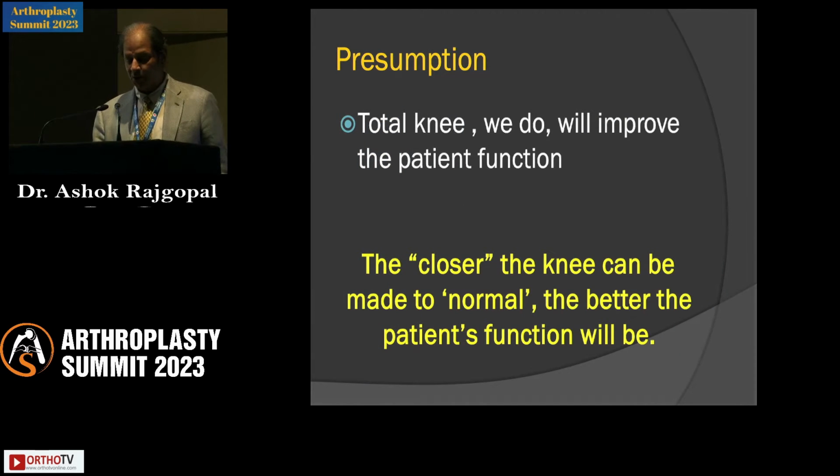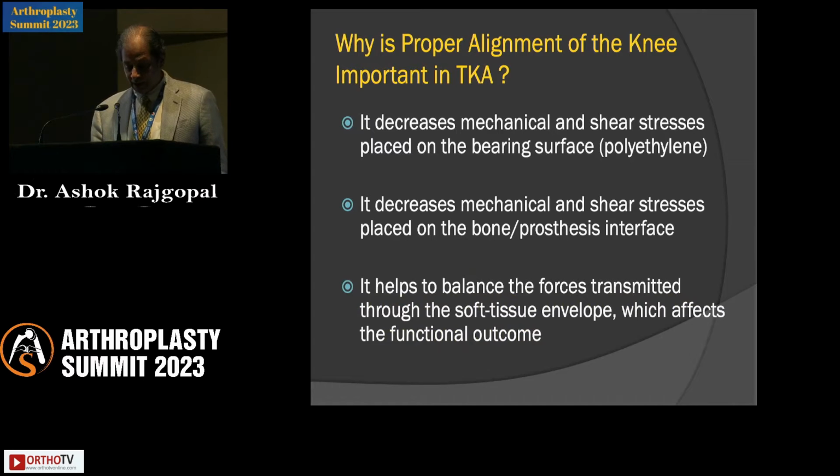We are looking at a total knee, which is an operative procedure. We do it because we hope that it will improve the patient's function. And we're trying to see that the closer the knee can be to normal, the better the function of the patient will be. So why is alignment of the knee important?